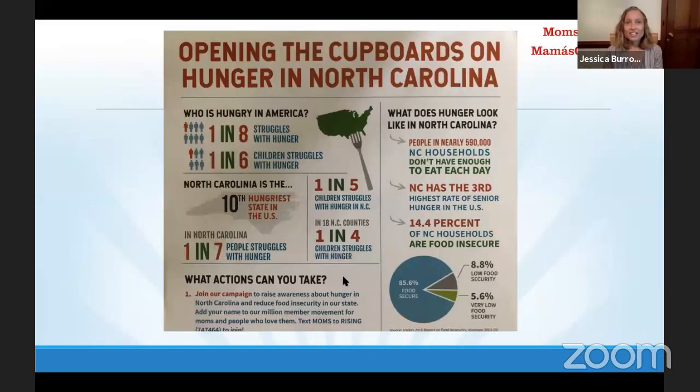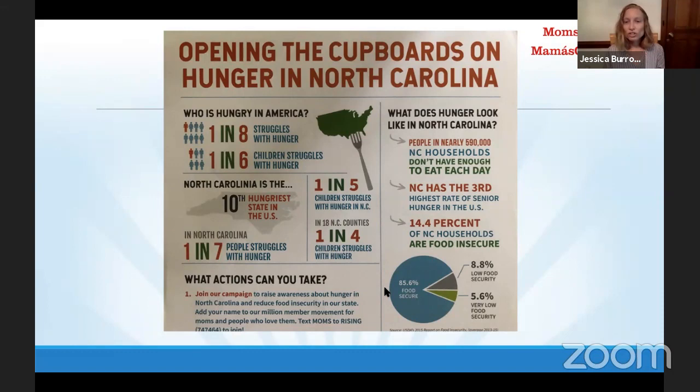On the screen, you see MomsRising's infographic that we developed last year. So these are 2019 figures. And just to give an overview, and I apologize in advance to those of you who are already familiar with this information, but for others. So 1 in 8 people in the country struggles with hunger, and that goes down to 1 in 7 in North Carolina. And nationwide, the average is 1 in 6 children struggles with hunger. That goes down to 1 in 5 in North Carolina. And in 18 North Carolina counties, 1 in 4 children struggles with hunger.